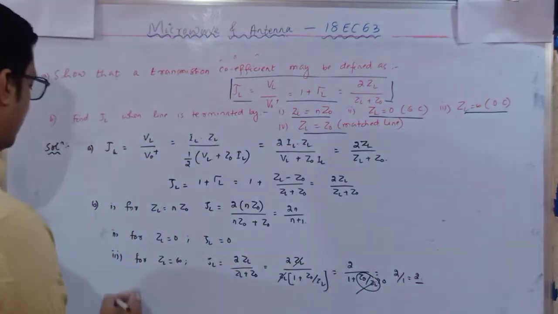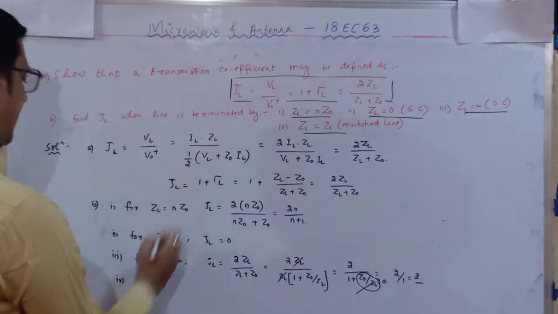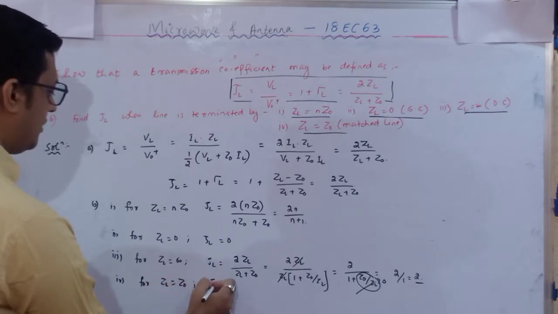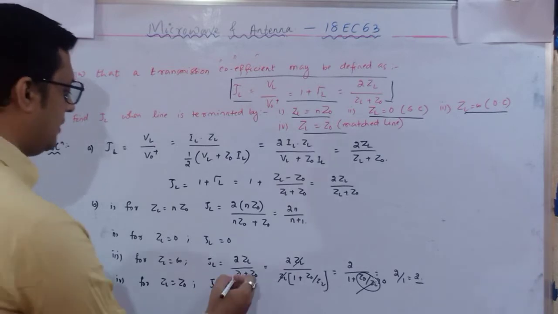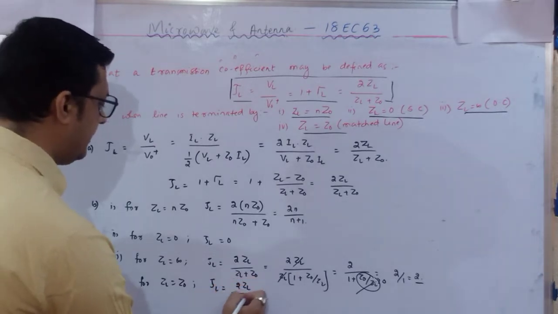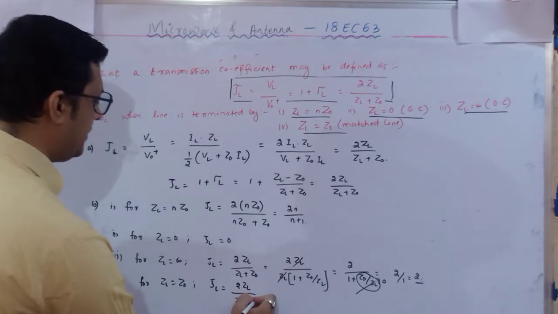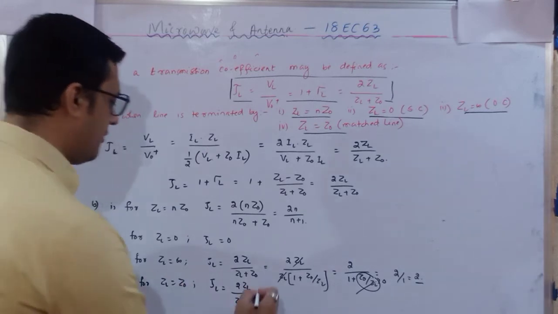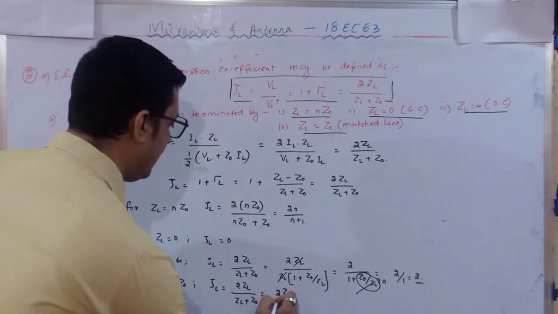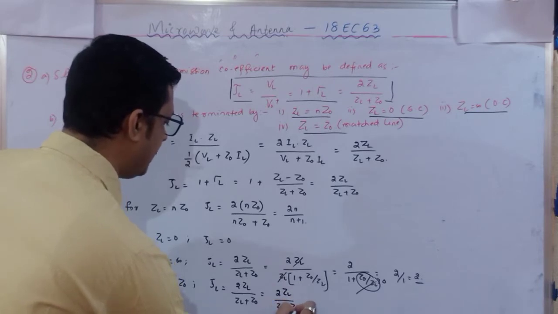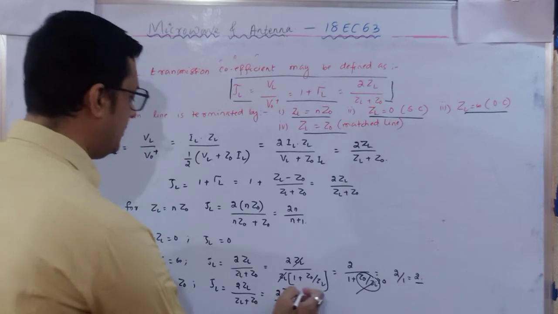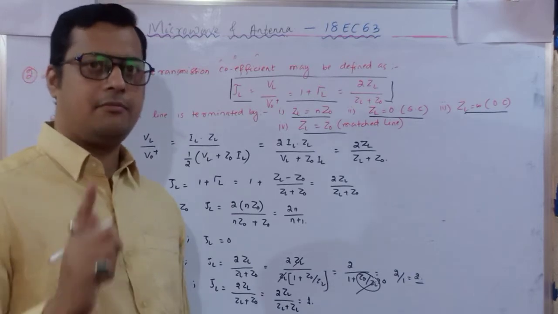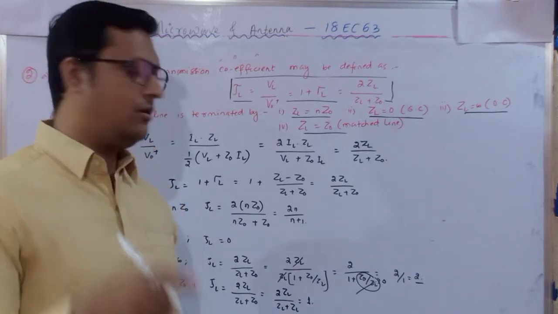Okay. Similarly, match line for ZL equal to Z0. Now tau L is equal to 2ZL divided by ZL plus Z0. This is the general equation. You need to substitute ZL equal to Z0. So the numerator is 2ZL, and the denominator is ZL plus ZL, so here you will get 2ZL. So transmission coefficient is 1. Why? Because the reflection coefficient for the match line is 0. So 1 plus 0 is 1.